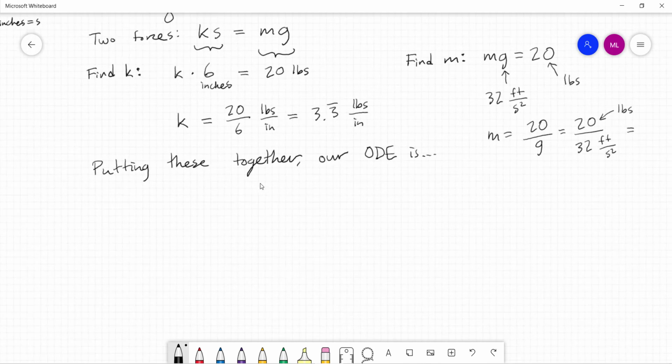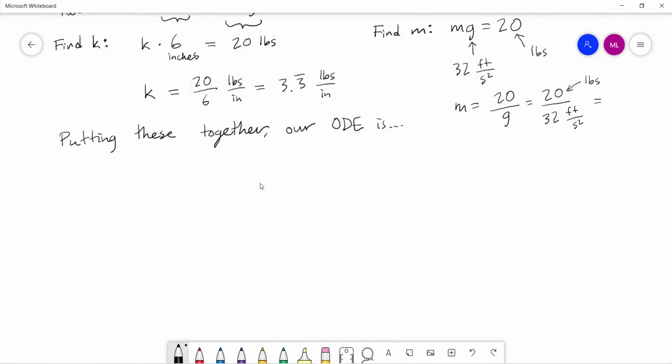So putting these together, our mass, I can at least divide both of those by 4, so that's 5/8. All right, so this simplifies to 5/8, and that has units of slugs. Pounds divided by feet per second squared gives you slugs. So we have 5/8 times d squared x dt squared. That's our coefficient for m.